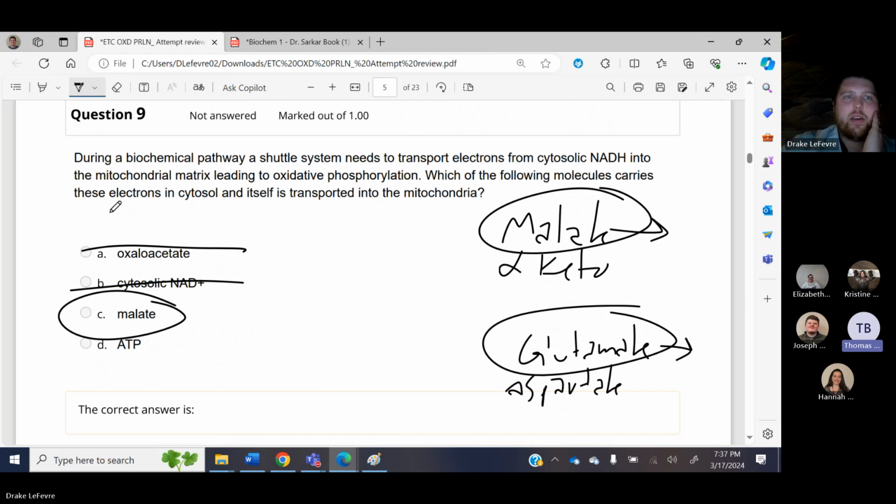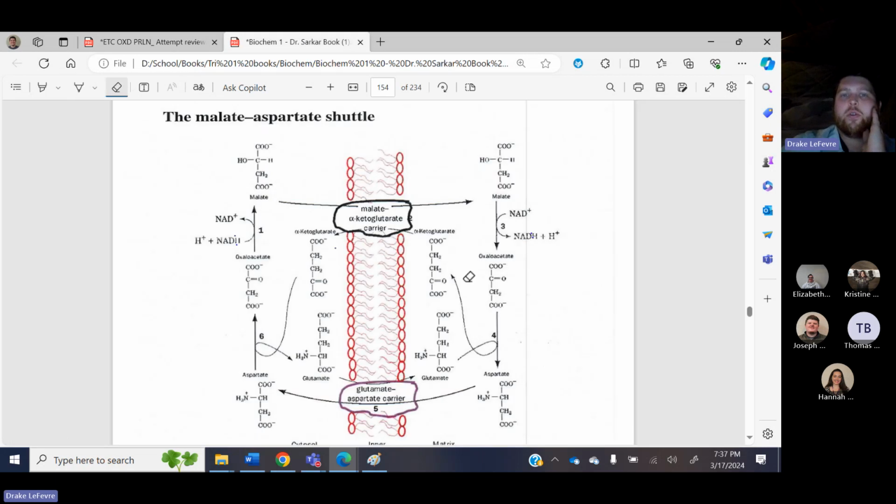Exactly. Okay. So which of the following molecules carries the electrons from the NADH in the cytosol and itself is transported into the mitochondria? If we look at the full thing that's here, the only two things that are crossing the membrane are the malate and the glutamate. Those are the only two things crossing into the mitochondria. So that would have to be one of those two choices because those are the only two things going into the mitochondria.